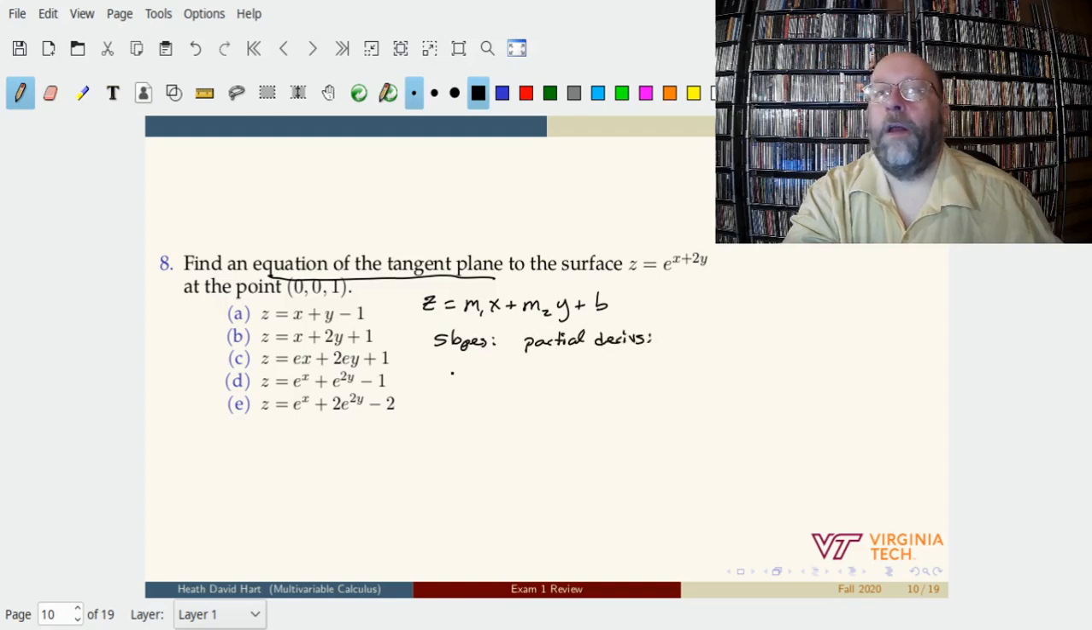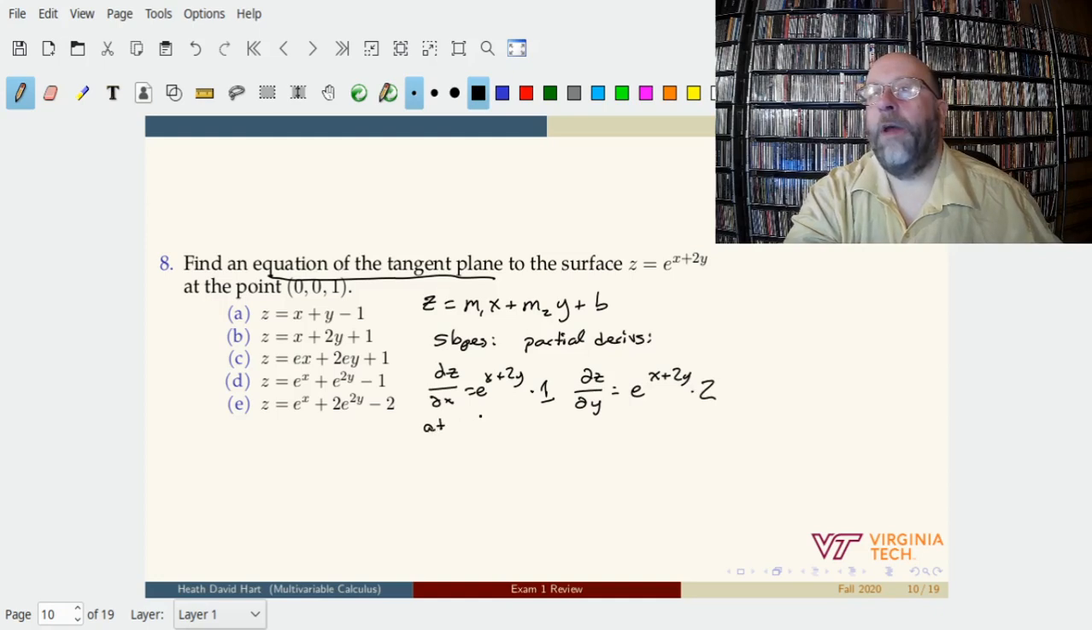And so we're going to take the derivative of z with respect to x and the derivative of z with respect to y. With respect to x, this is e to the x plus 2y times the derivative of x plus 2y, which is 1. With respect to y, it's e to the x plus 2y times the derivative of x plus 2y, which is 2, because now we're taking the derivative in the y direction.